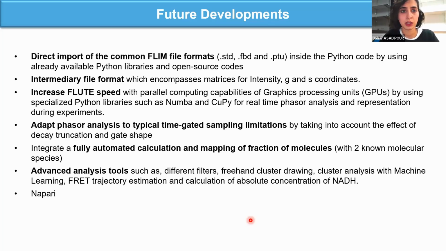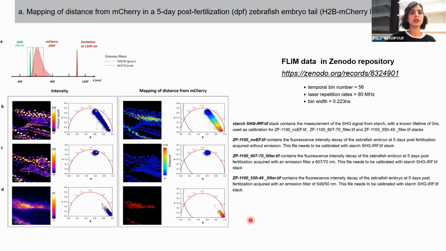So we are approaching the demonstration. Before that, I just want to show you what the data looks like and what we are expecting. So one of the first data sets that we have is to map the distance from mCherry to second harmonic generation response from collagen. And the data that we have are three. First is the IRF, which was acquired using SHG, so zero lifetime.